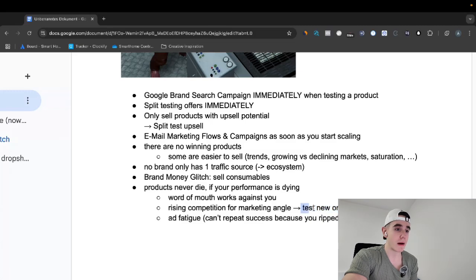And you can only do that by testing, right? If you don't test, obviously your competition that just has more cash to scale is just going to eat you up, and your brand is going to die out. And then also ad fatigue, and this is especially a big problem if you can't repeat the success because you ripped all the winning ads, right? Obviously you don't know why the ads worked in the first place because you downloaded them from PP ads, and now you have ad fatigue and your product dies.